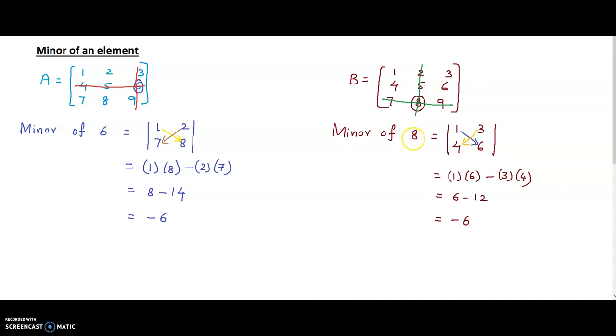So the minor of any element can be any value, positive or negative. In simple terms, in order to find the minor of any element, you have to leave out the row and column where that element is present. The remaining 4 elements should be written in the form of the determinant, and then the determinant of ABCD is written as AD minus BC. So it is very simple to find the minor of any element in a 3 by 3 matrix.